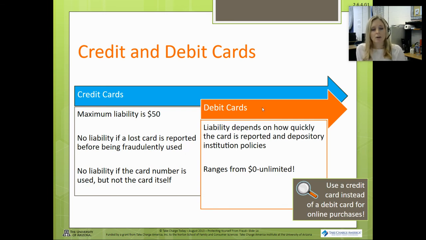Whereas if you use a debit card, it's going to depend on how quickly you report the card lost or the fraudulent charge, or your bank's actual policies on whether they will make you pay for those charges or not. So it could be equivalent, but just to make sure, if you have access to both, I would suggest using a credit card online.